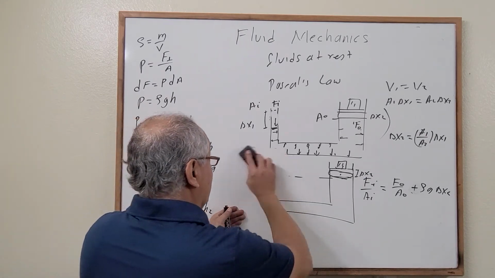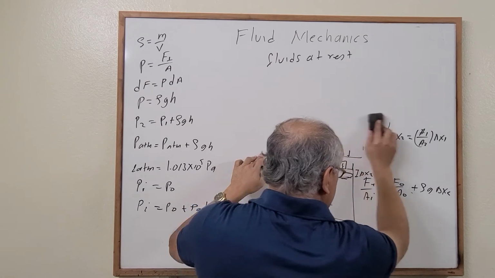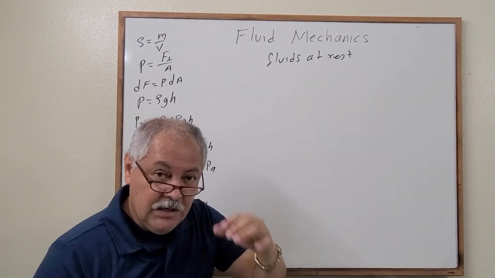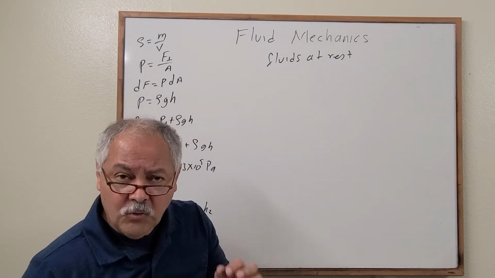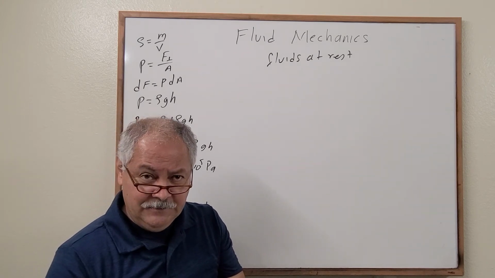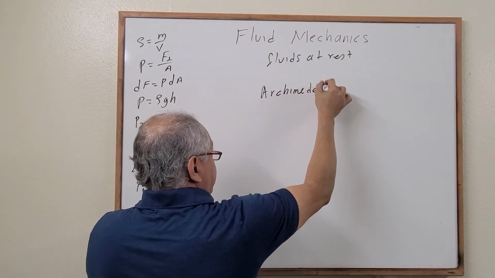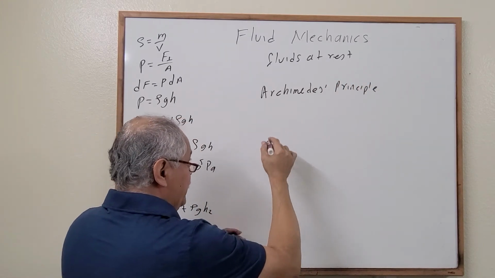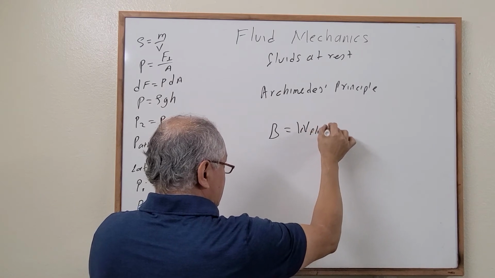Now let's go to the next concept, which is Archimedes' principle. Okay, let's do it. Archimedes' principle. Remember, we're still working with fluids at rest. Great. Archimedes' principle says that any object immersed in a fluid experiences an upward force. This upward force is called the buoyant force, and the buoyant force is equal to the weight of the fluid displaced by the object. So this is Archimedes' principle.